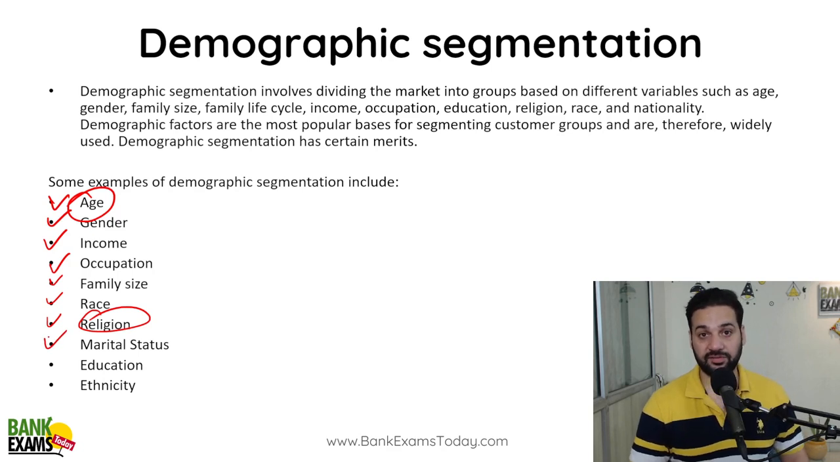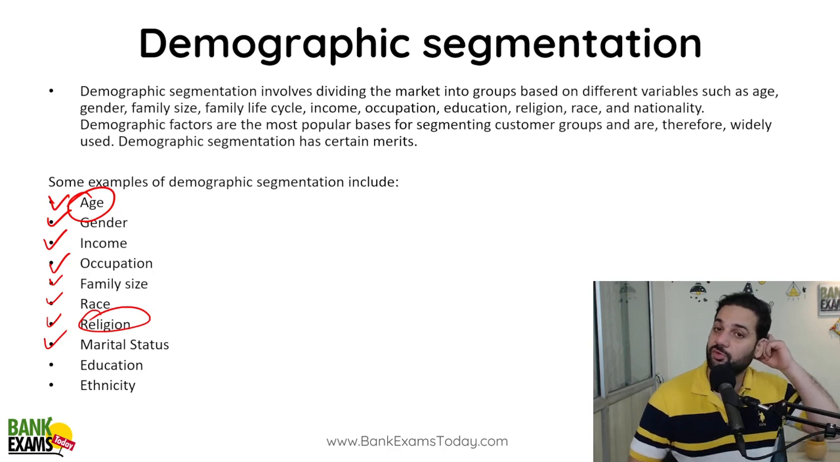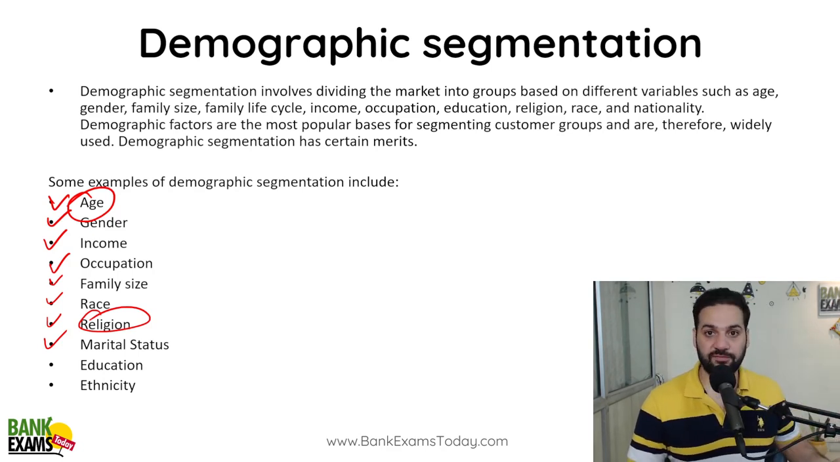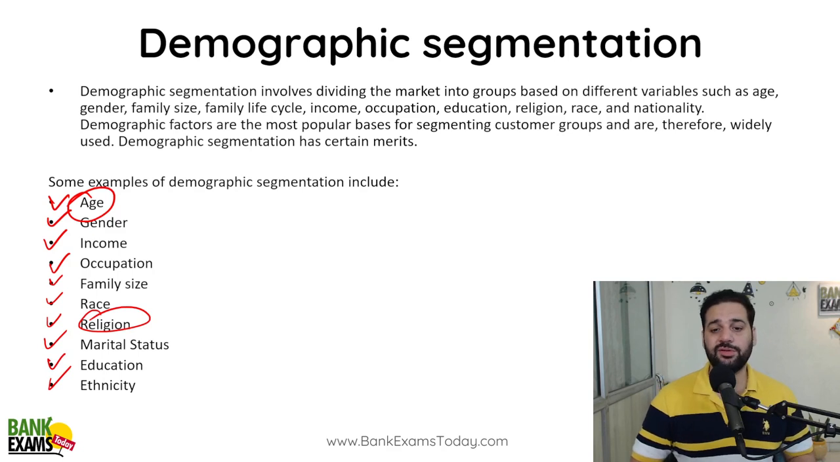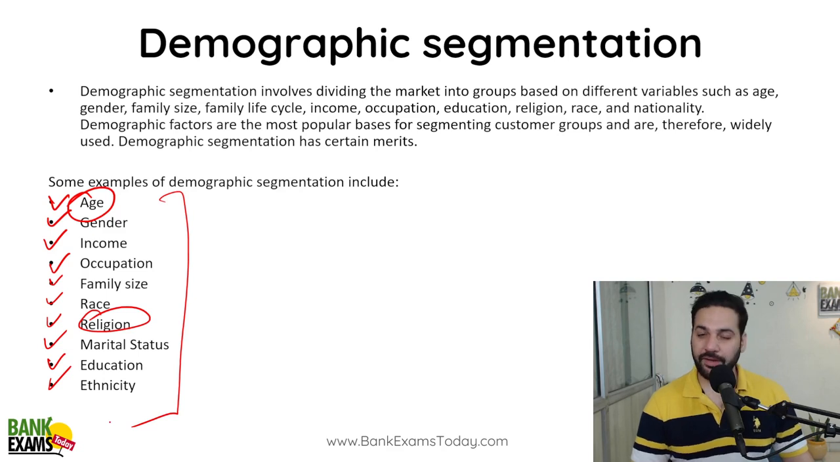Marital status affects the buying behavior. Most probably unmarried people are not going to buy much jewelry. Most of the unmarried people don't buy that much jewelry. But married people, they buy a lot of jewelry. They spend a lot of money on that thing. Education, ethnicity. So education and ethnicity, expenses or the buying behavior is dependent upon a lot of factors. And demography is the easiest way to categorize or segment a market, okay?